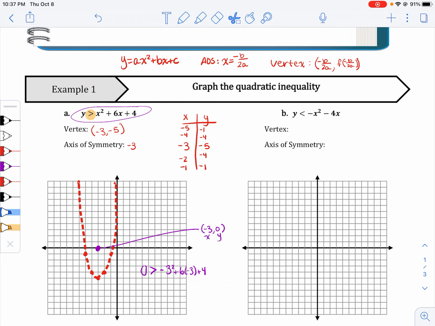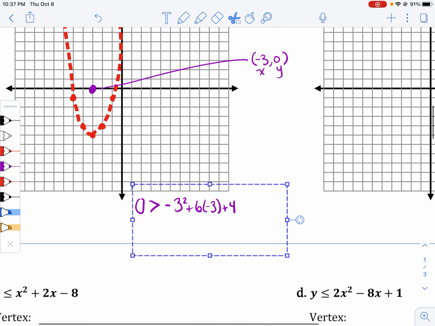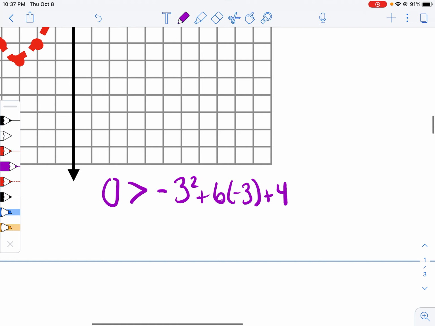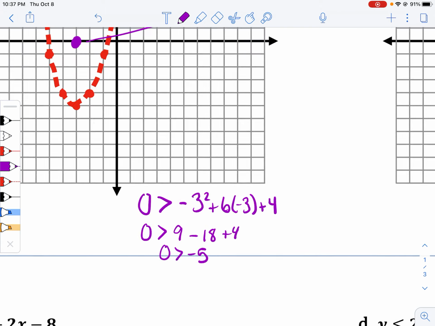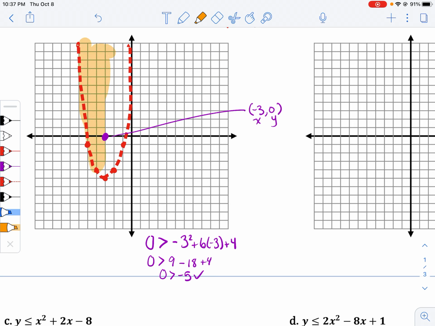It's not a great place to do this. Good thing we can zoom in, I guess. All right, so when I test this, I have 0 is greater than 9 minus 18 plus 4. This would be -9, so this is 0 is greater than -5. That is true, which means that this is a solution. So I'm going to shade in this area. Okay, so if it's true, you shade in wherever your point is.